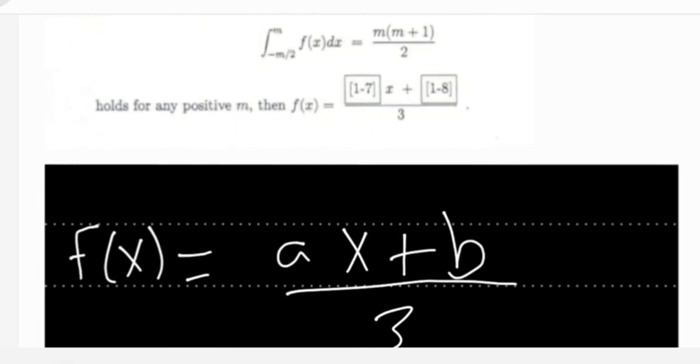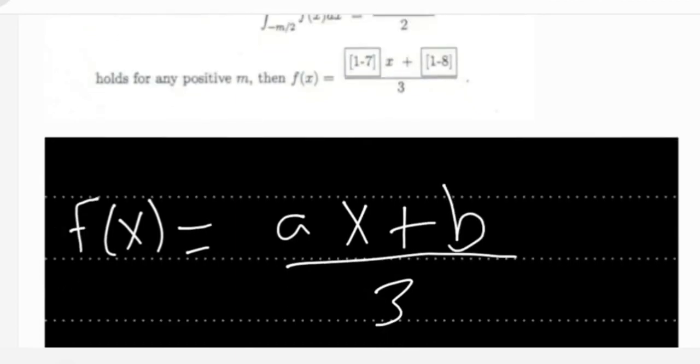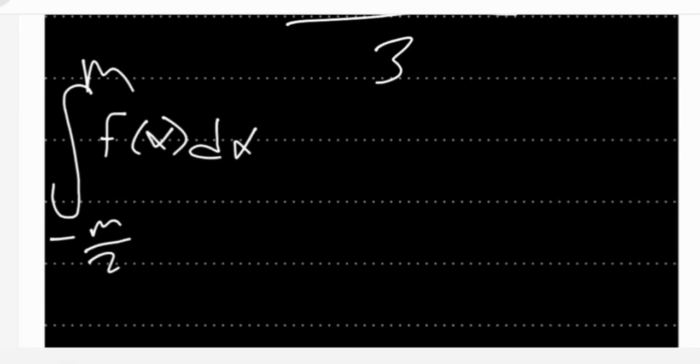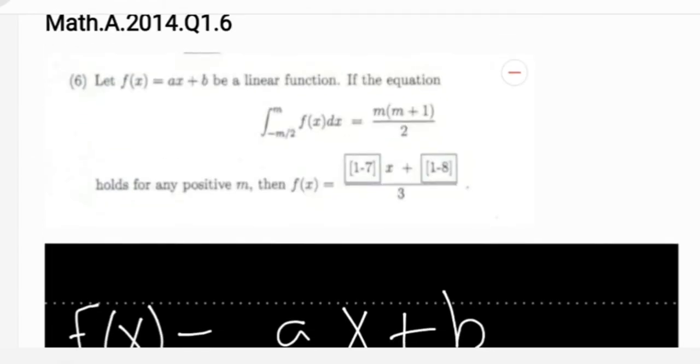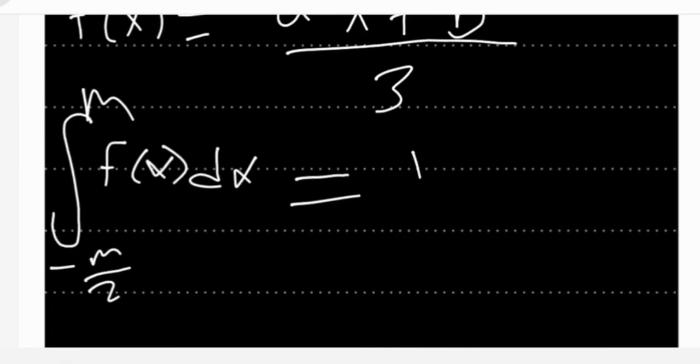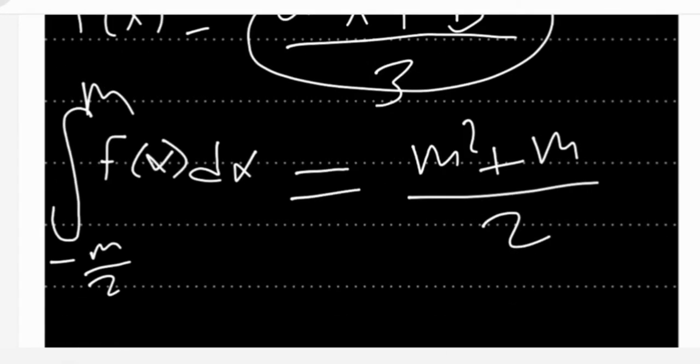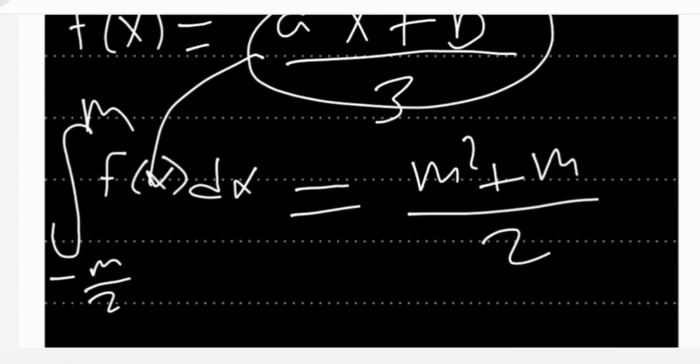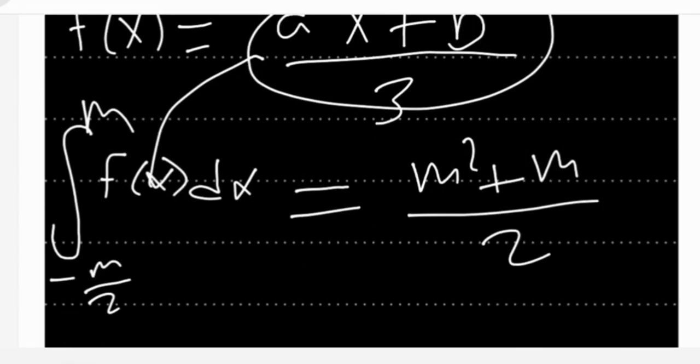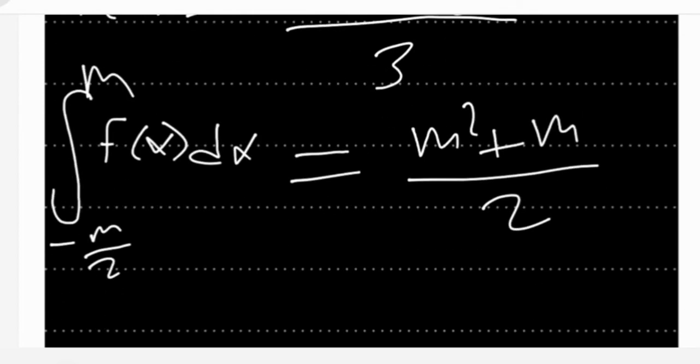Now, what am I going to do? Well, I'm going to integrate it, because he is telling us that the integral of f of x dx from minus m over 2 to m is equal to m multiplied by m plus 1, so m squared plus m, divided by 2. If I integrate this, we should have something similar to this.